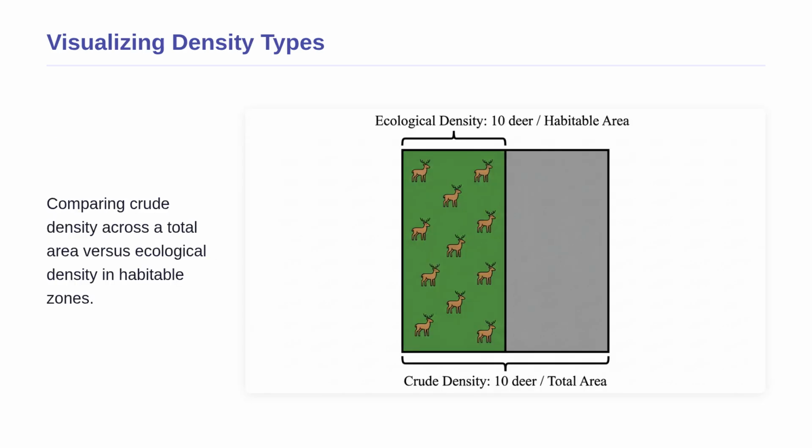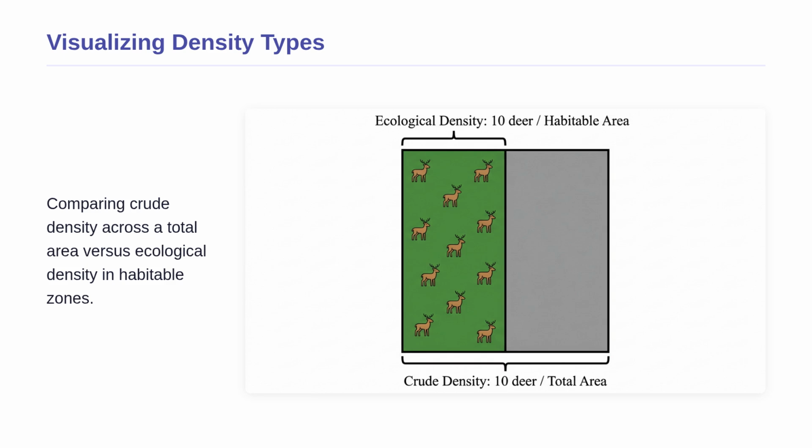Now that we have calculated both types of density, let us look at a visual representation to truly cement the difference. On screen, you see a square landscape divided into 2 halves. The green half on the left is a lush, habitable environment, while the gray half on the right is a barren, unlivable cliff.